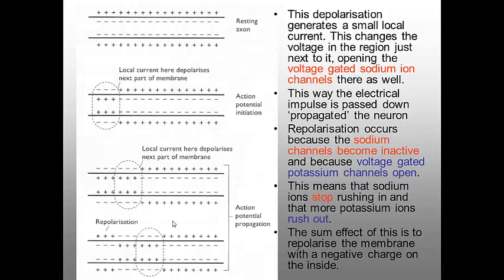The sum effect is to repolarize the membrane with a negative charge on the inside. It's also to give the membrane time to repolarize while our voltage-gated sodium ion channels reconfigure from the inactive to the active state.